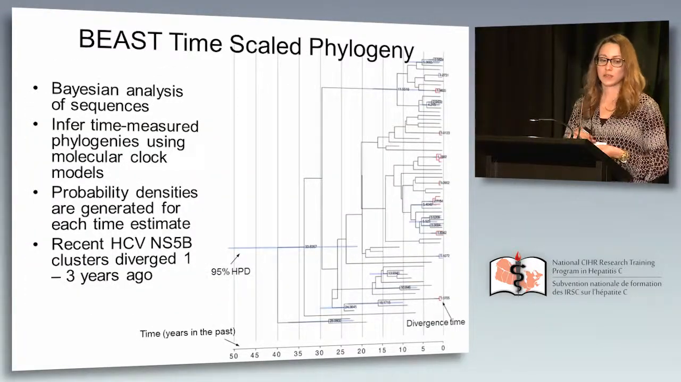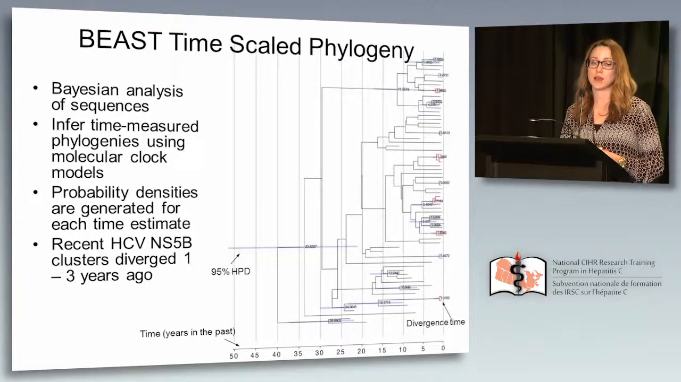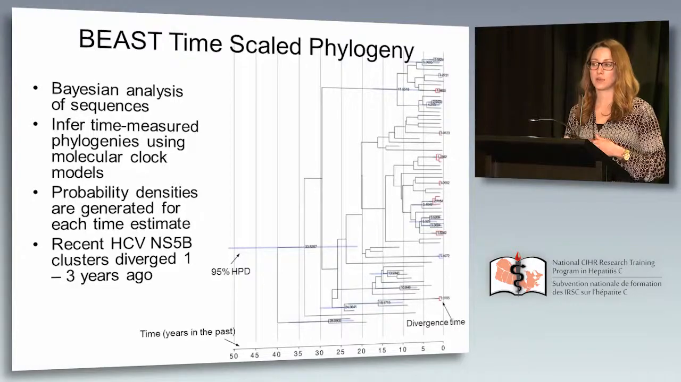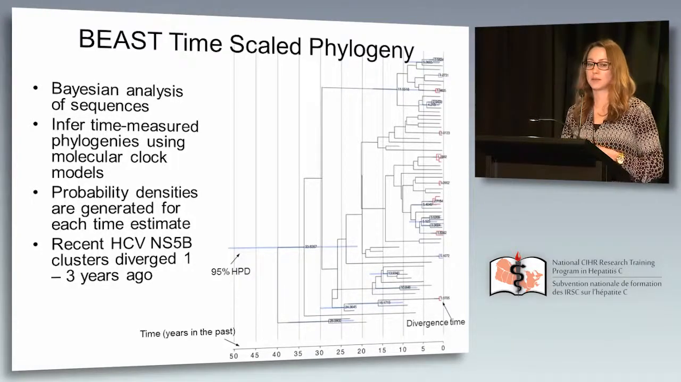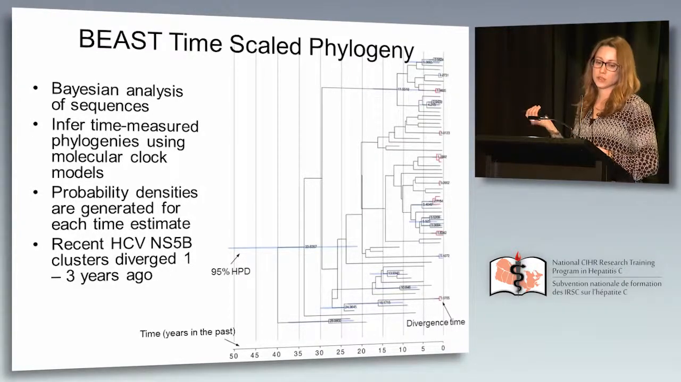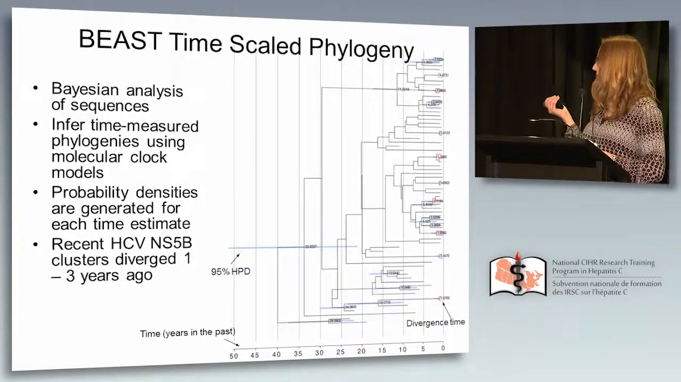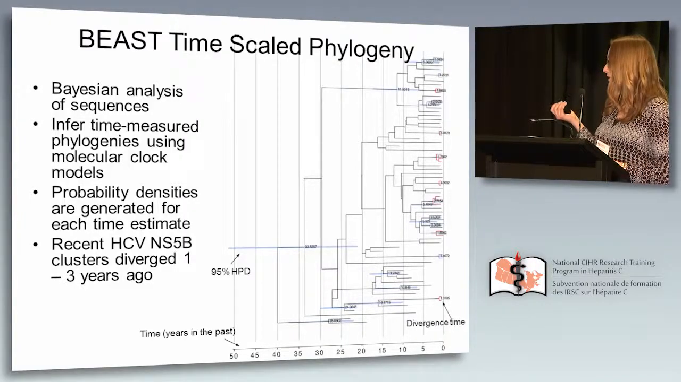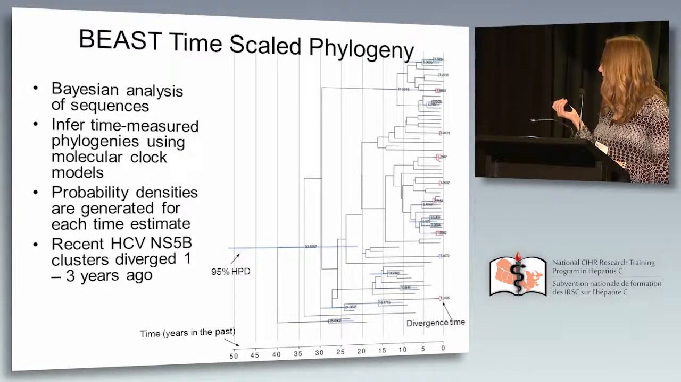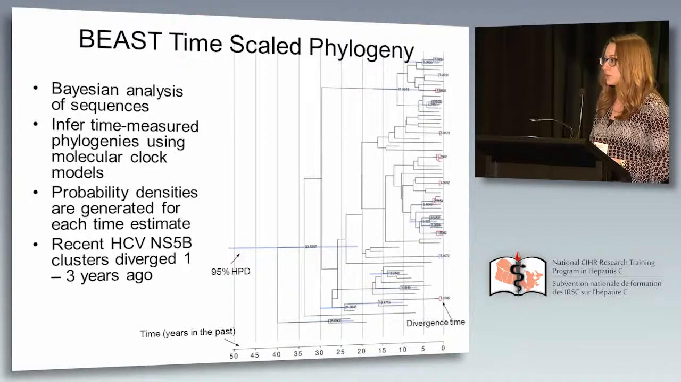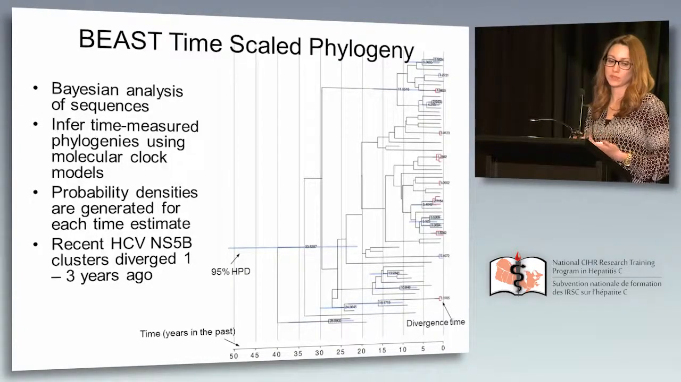More recently, I'm looking at using a program called BEAST to timescale phylogenetic trees. The limitation is that you can look at only about 300 sequences at a time. So it's something that you can apply after you do your first method of looking at all these clusters, to try and time when these transmission clusters arose in history. This is just one tree that I've generated, and it's shown so far that the clusters we identified using the previous method seem to have diverged about 1 to 3 years ago, so more recently in time.